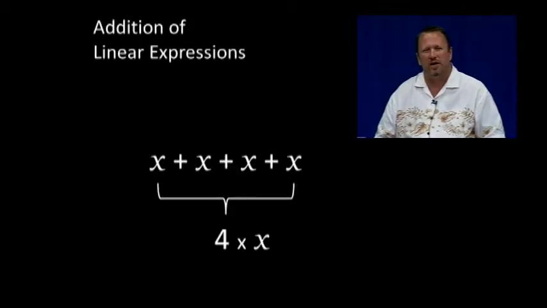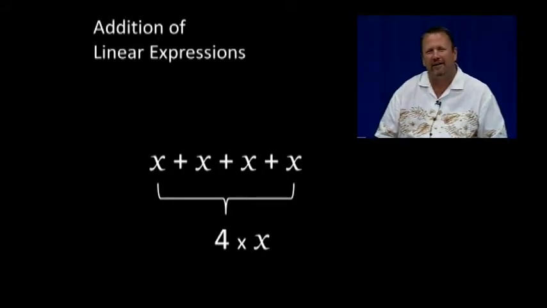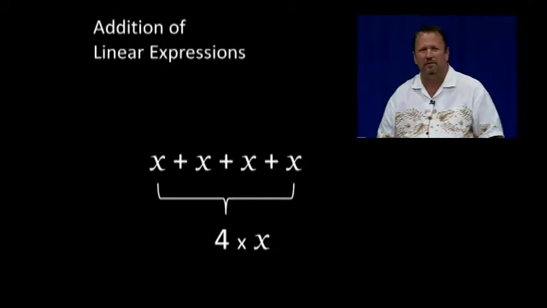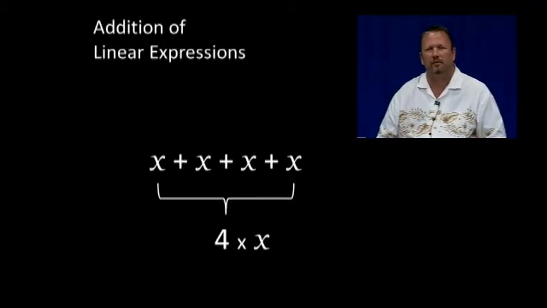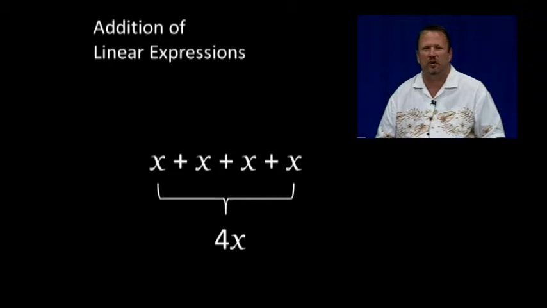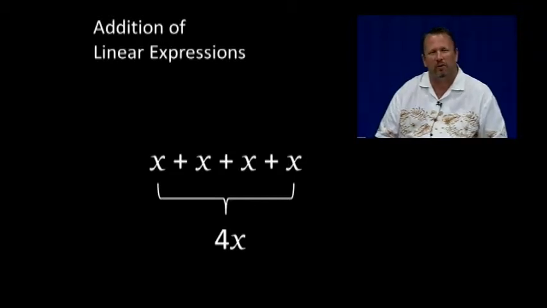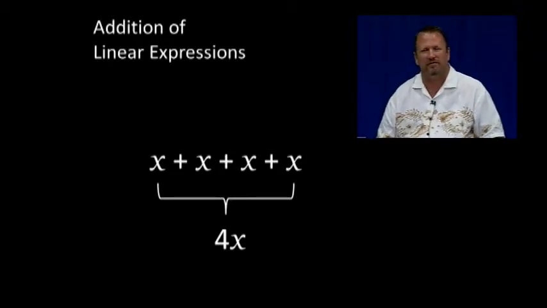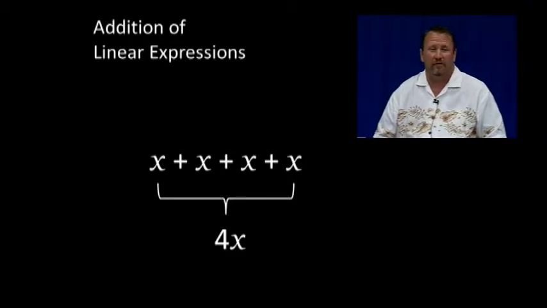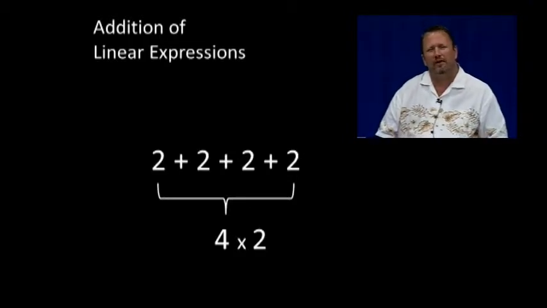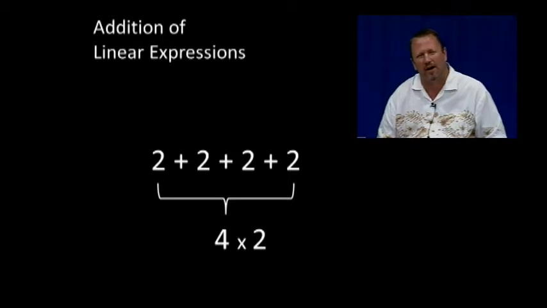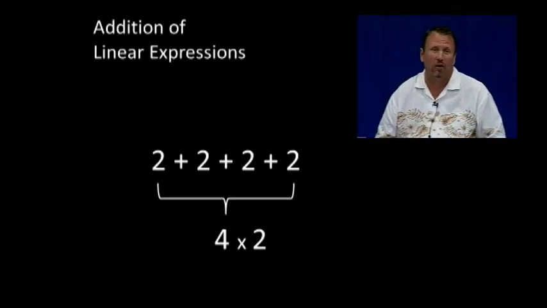Notice that 4 times x, or 4x, is the same as adding x together 4 times. But we do not have to use the multiplication sign when we're multiplying the coefficient times the variable. If x was equal to 2, then if we add 2 together 4 times, it's the same thing as 4 times 2. And we do use the multiplication sign when we're multiplying two numeric values.